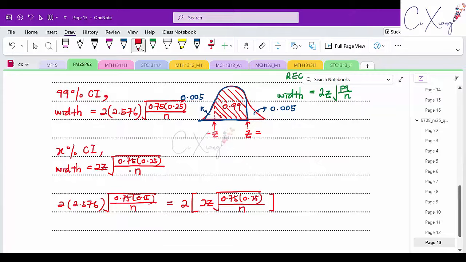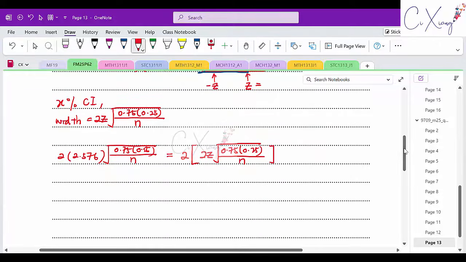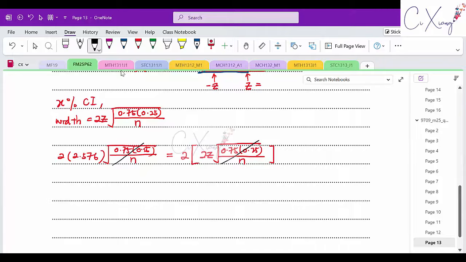Now, from here, if I continue to solve this equation, I will be able to get the value of Z. So let's have a look. You see, this whole square root and this whole square root are the same, right? So I can cancel them off. These two and these two also, I can cancel them off. So from here, you can see that your Z is basically 2.576 divided by 2. And then your Z value should be equals to 1.288.